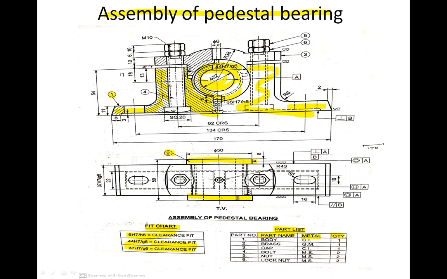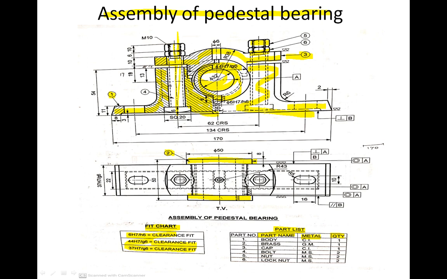Then the next part is the cap. This cap is mounted on, or used to support, this brass. This is the cap, that is part number 3. Then the fourth part is the bolt. In this hole, this bolt will fit. Then the fifth part is the nut. This is the nut. Then the sixth part is the lock nut.